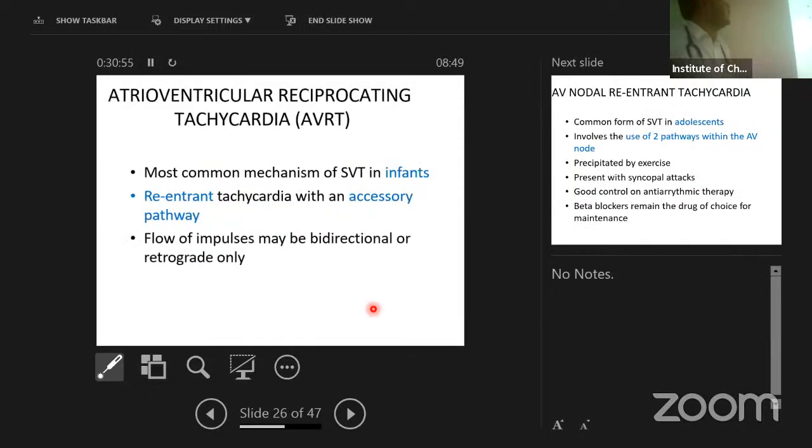Then coming to the discussion about atrioventricular reciprocating tachycardia. It is the most common SVT in the infant. It is a reentrant tachycardia with an accessory pathway. The flow of the impulse may be antegrade or retrograde.